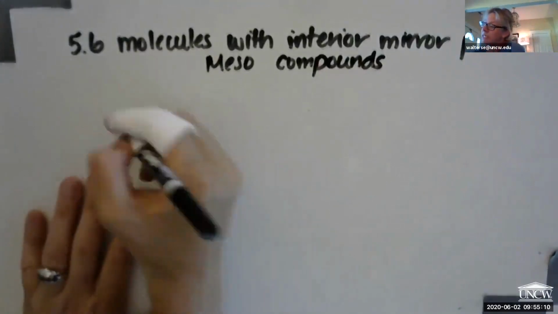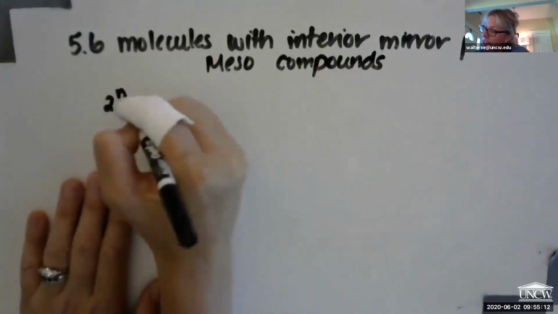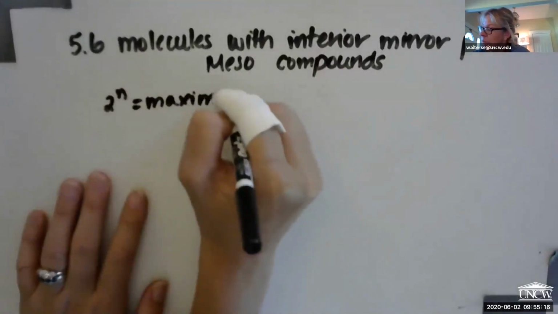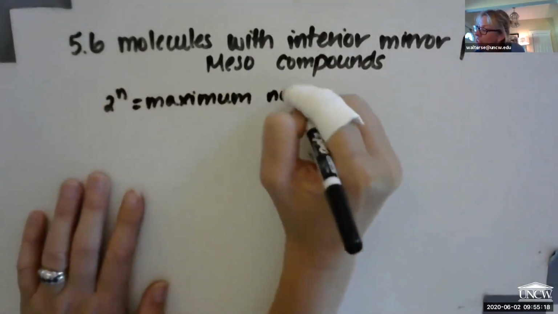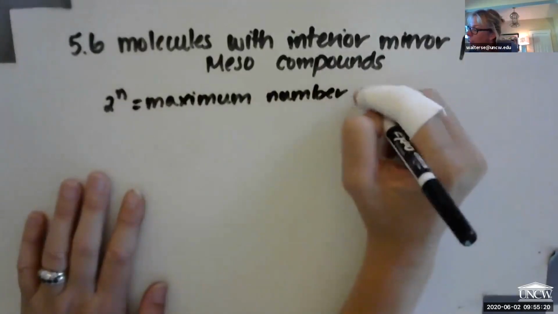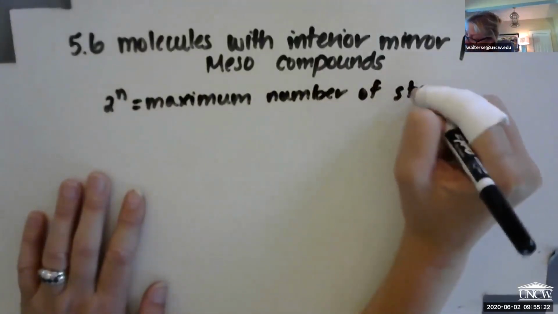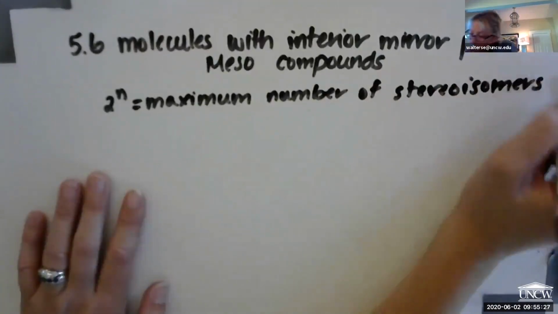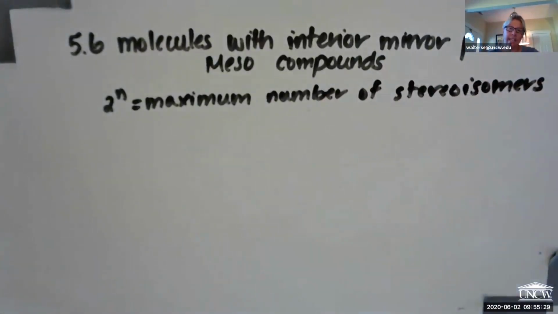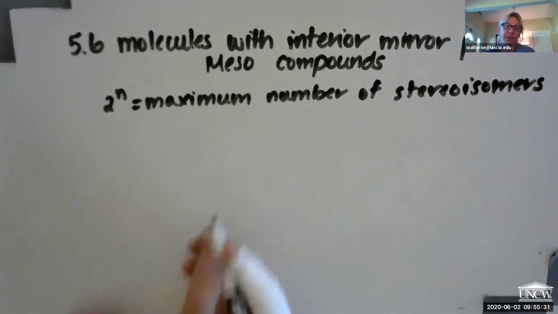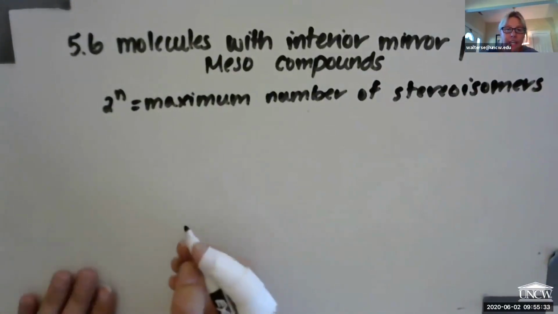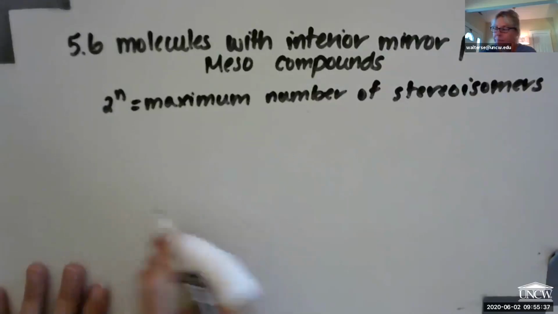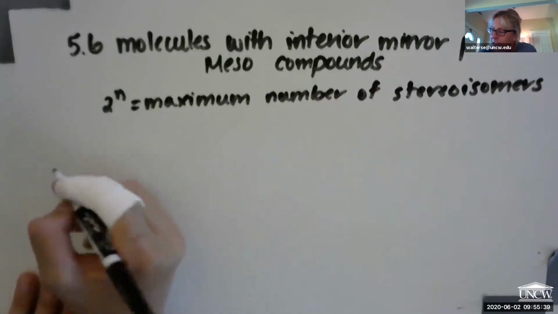So we said that 2 to the n will give you the maximum number of stereocenters or of isomers, stereoisomers. Okay, but you have to be careful in compounds with interior mirror planes because you could end up repeating a stereoisomer.